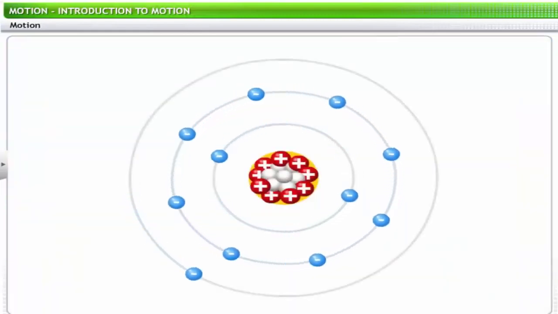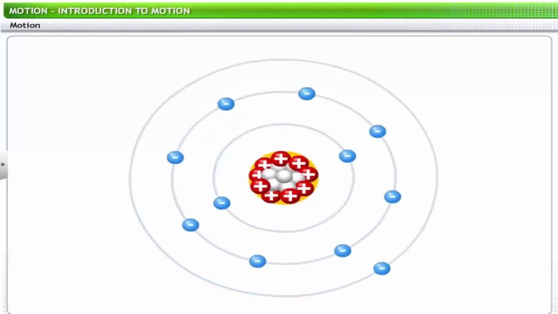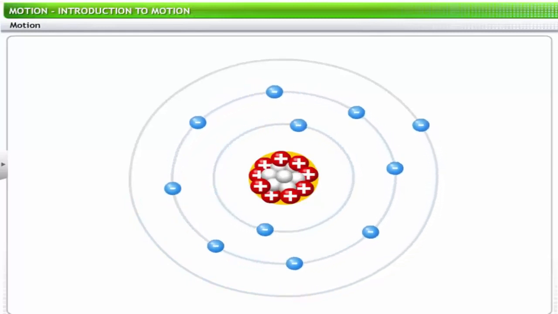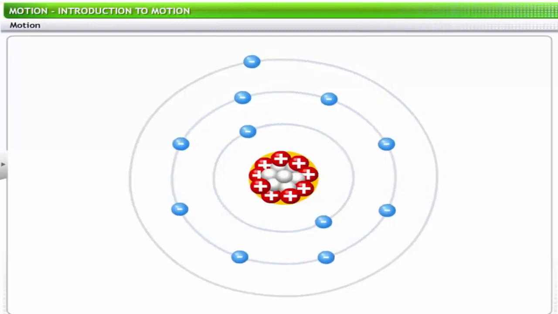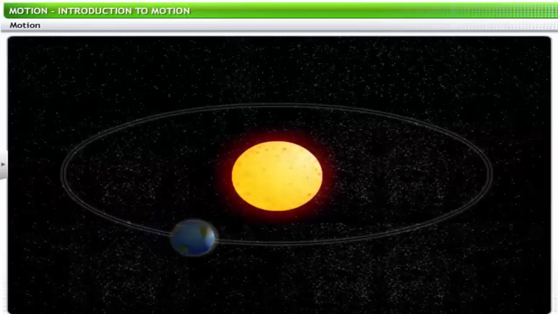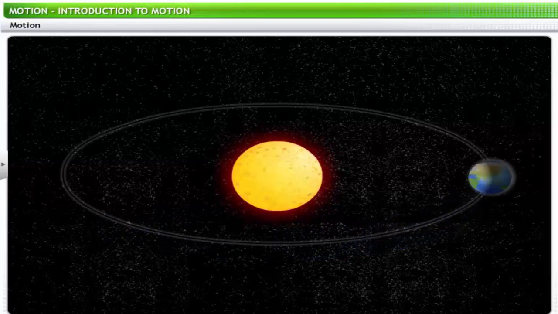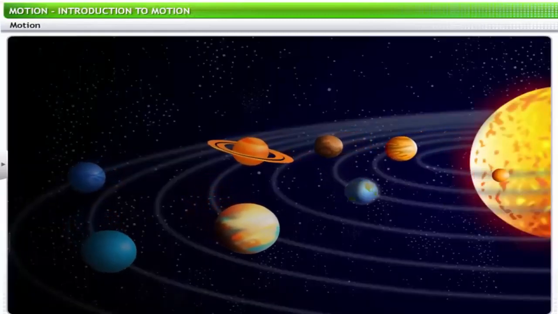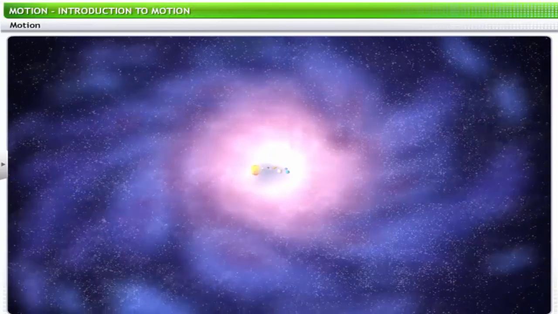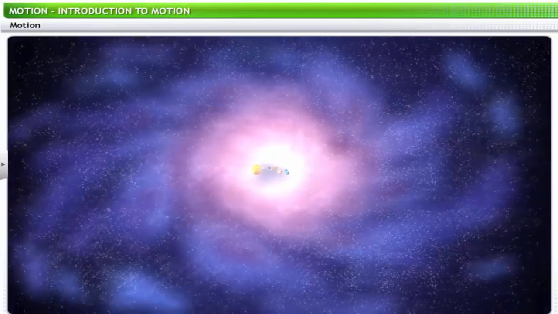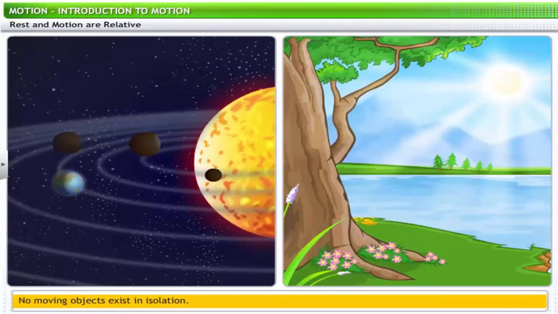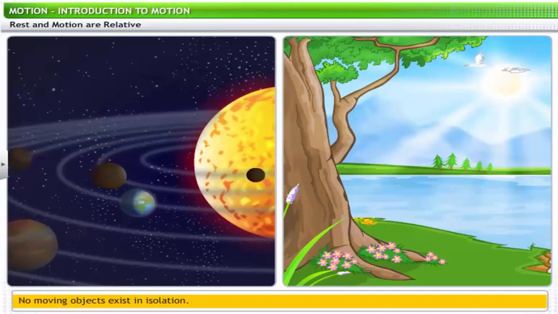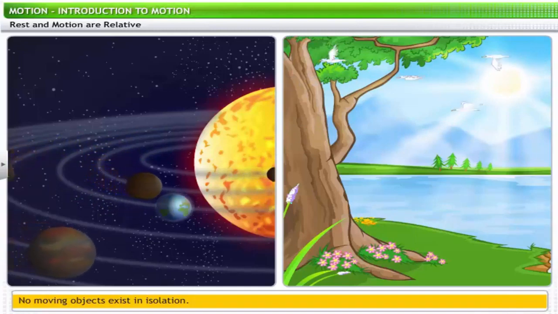Tiny particles such as atoms and molecules and heavenly bodies such as planets, stars, and galaxies are all in motion. For example, Earth rotates around its own axis and revolves around the Sun in an orbit. Similarly, other planets, solar systems, and galaxies in the universe are all constantly in motion. None of the moving objects that we have looked at exist in isolation. They may have other moving or stationary objects in their environment.